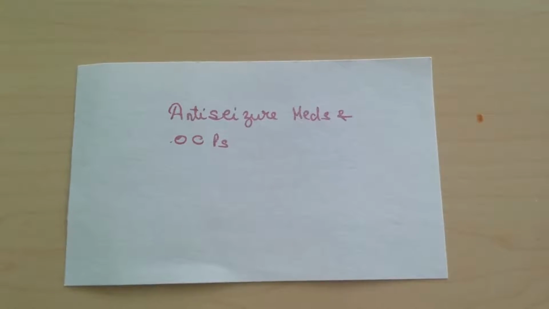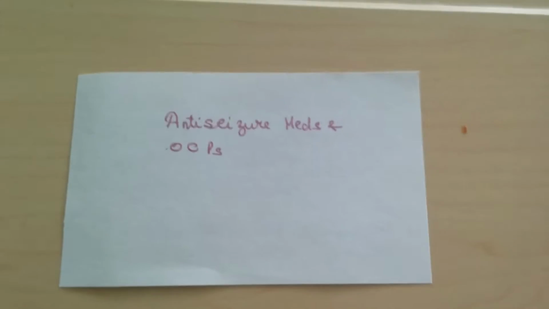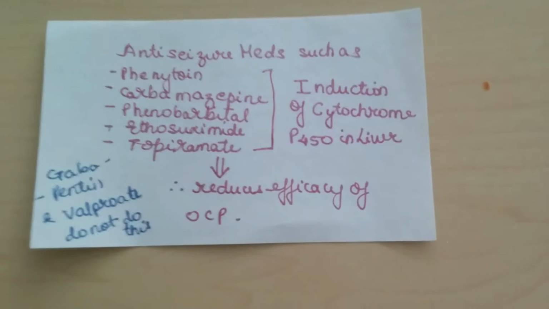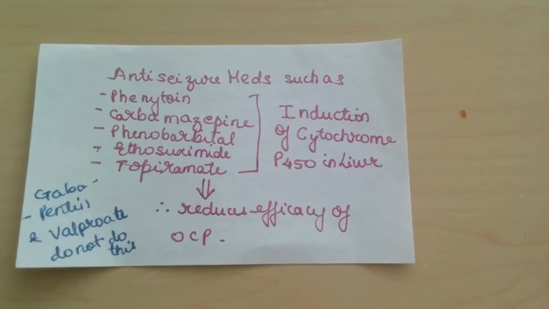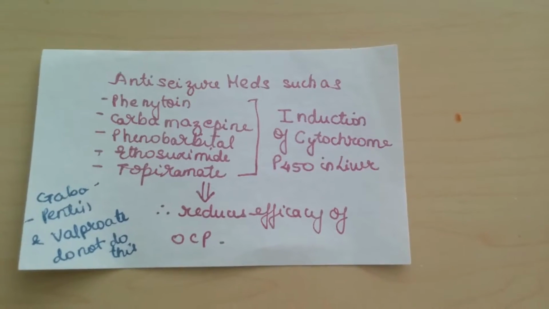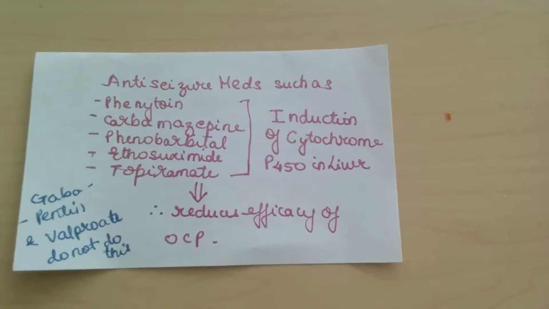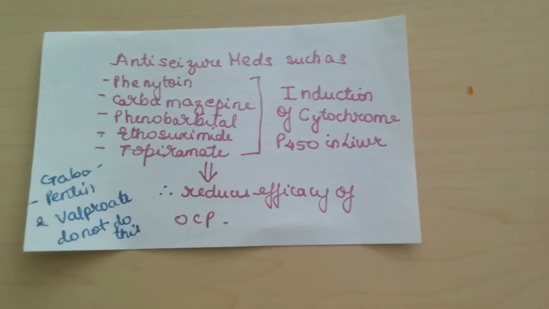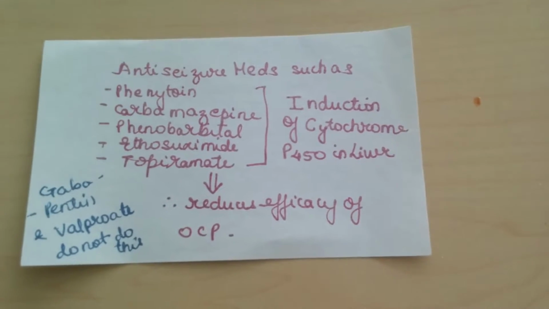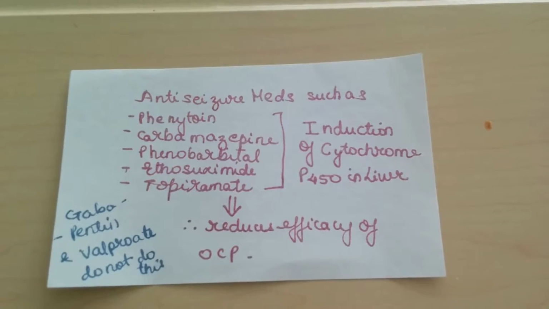What is the relation between anti-seizure medications and OCPs? What happens if you give both together? So if you give both together, anti-seizure medications such as phenytoin, carbamazepine, phenobarbital, ethosuximide, and topiramate induce cytochrome P450 in the liver, and if they do that, they reduce the efficacy of OCPs. But gabapentin and valproate, which are also anti-seizure medications, do not induce cytochrome P450 in the liver, so they can be given with OCPs.